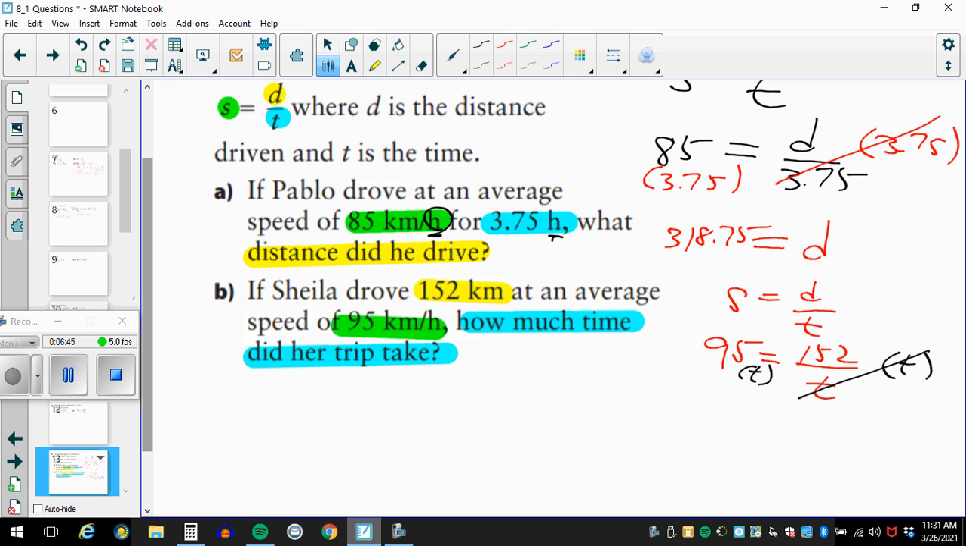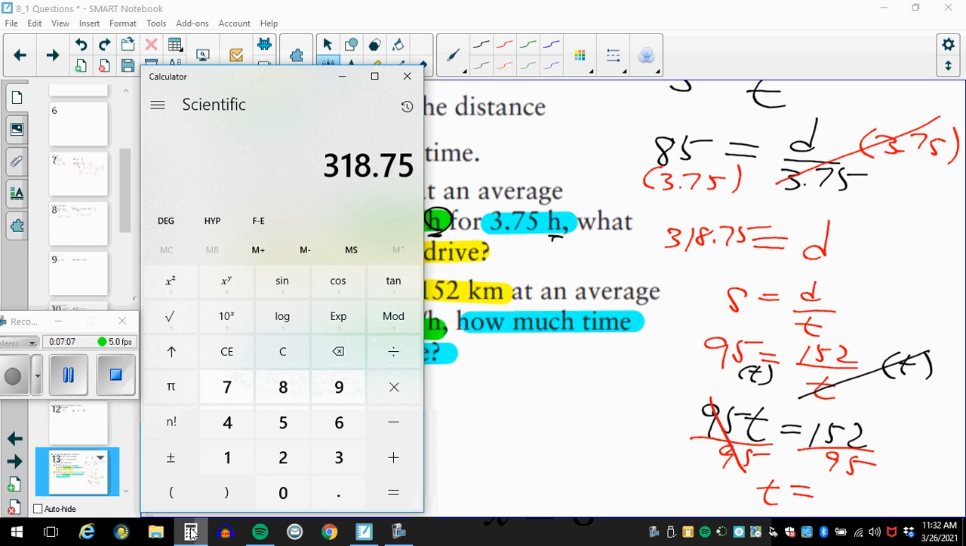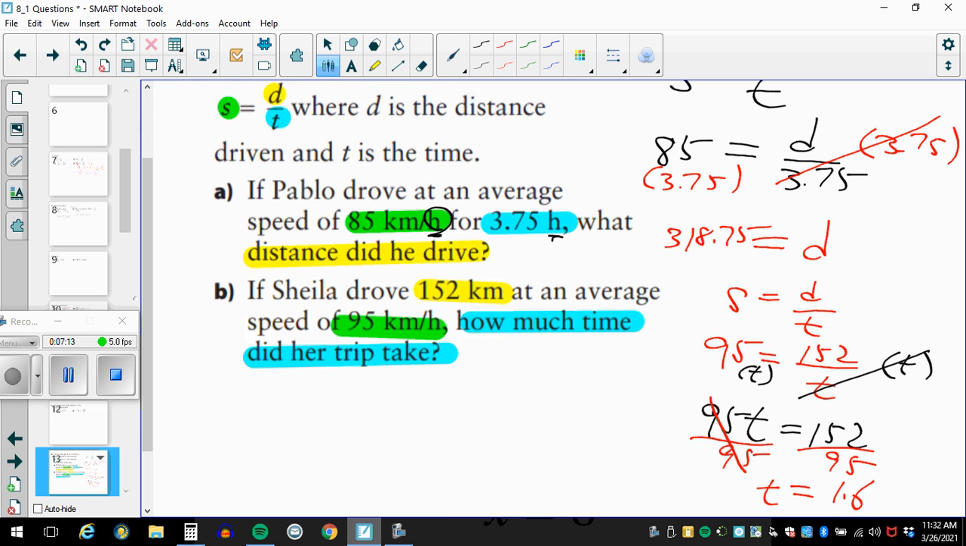And that's going to get rid of the denominator variable, leaving me with 152 on this side and 95t, or 95 times t, on the other side. Step 2 is to divide both sides by 95. And t will equal 152 divided by 95 equals 1.6. So remember, we're talking about what units? We're talking about hours. So therefore, it will take 1.6 hours.